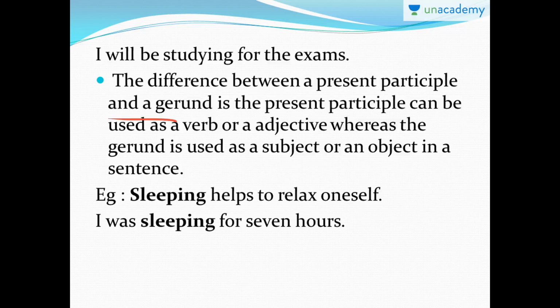A present participle can be used as a verb or an adjective. Okay, only as a verb or an adjective. Whereas a gerund can be used as a subject or an object. So you'll have to identify which part of the sentence that specific word is taking. If it is taking the place of a verb or an adjective, then it is a present participle. If it is taking the place of a subject or an object, then it is a gerund in that sentence.